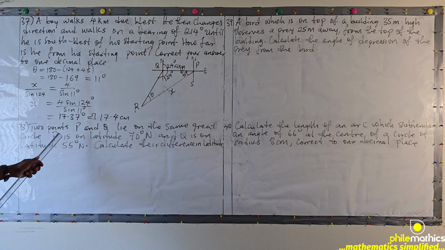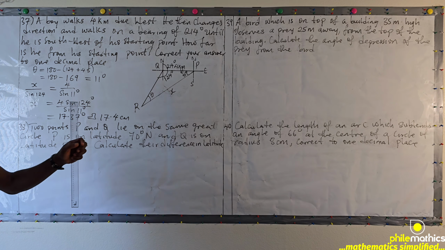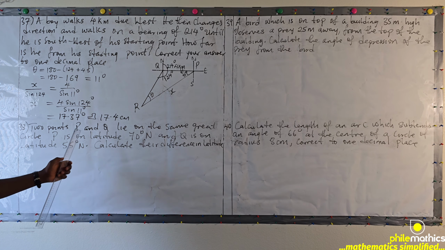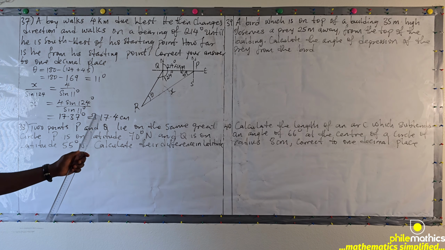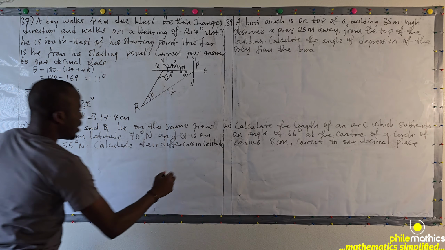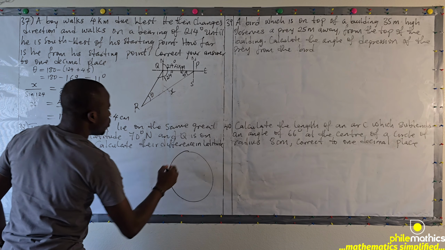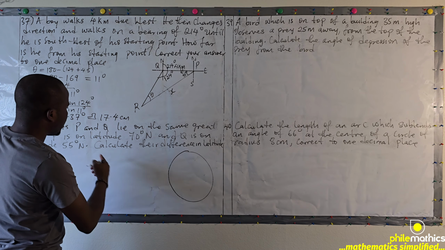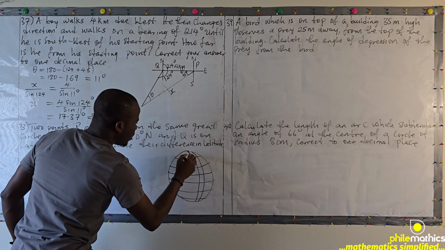38 says 2 points P and Q lie on the same great circle. P is on latitude 70 degrees north and Q is on latitude 55 degrees north. Calculate their difference in latitude. You remember latitude and longitude. Since we are talking about latitude, we're talking about the circles. This is the equator, and these are the longitudinal lines.